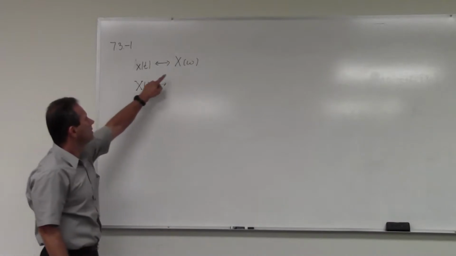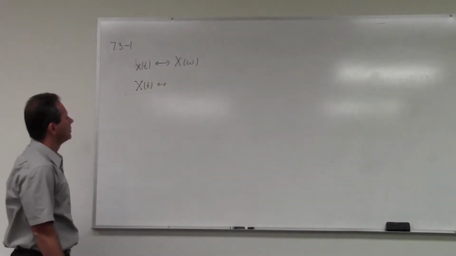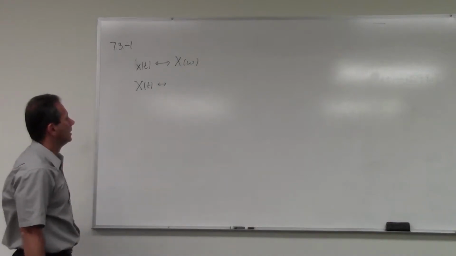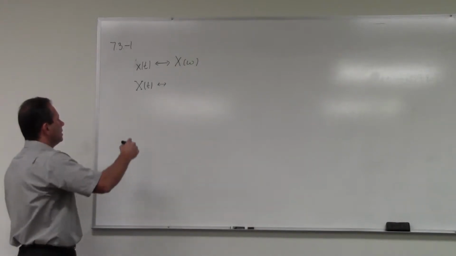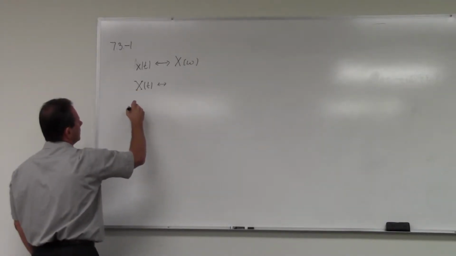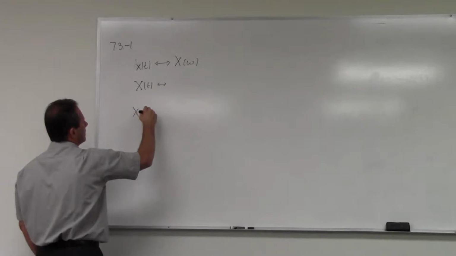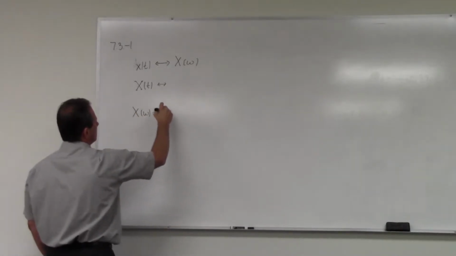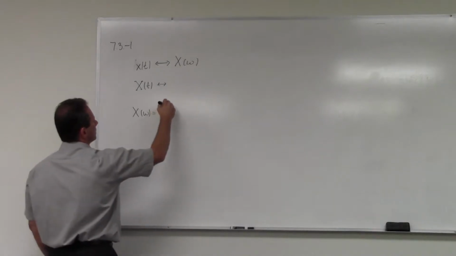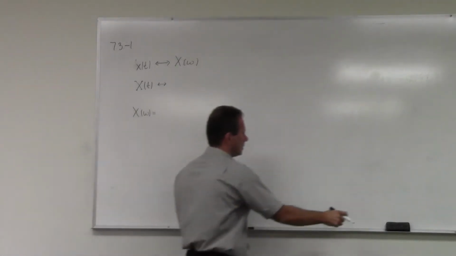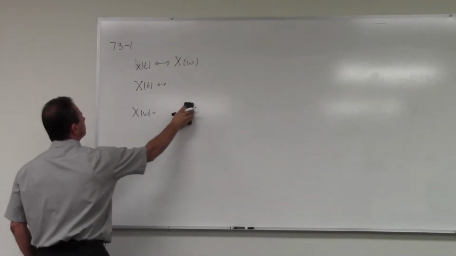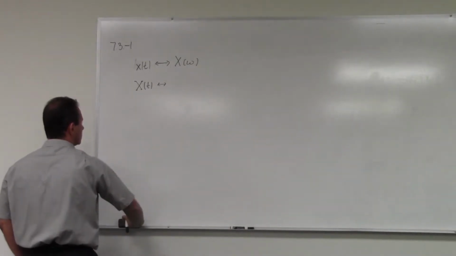So if x of t has a Fourier transform X of omega, then what is the Fourier transform of X of t? The way we can address this is, let me see, maybe it's easier to do it this way.